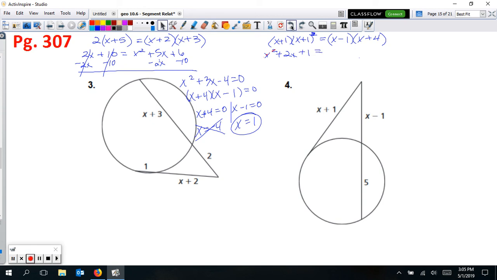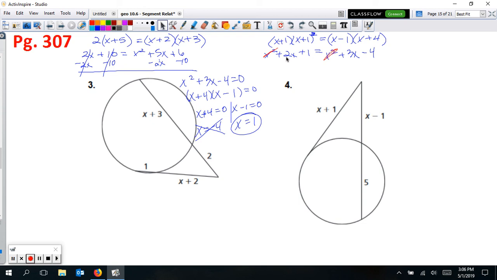It will be equal to, on this side, x squared again from the first terms. Outside's 4x, inside's negative 1x, so you take 1 away from 4, it gives you 3x, and then negative 1 times 4 is negative 4. Now, see that we have x squareds on both sides. So I can cross those out. I have x squared on this side, x squared on that side. If I were to subtract x squared from both sides, I would cross them out anyways. So those cancel each other out.